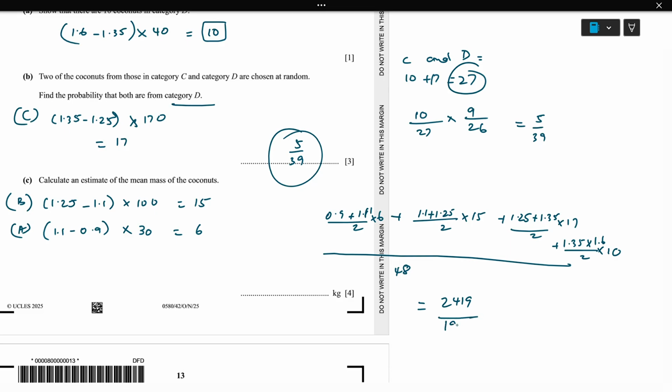So we'll get the answer 2419 over 1920, which is 1.2598. To 2 dp, which is 1.26. The answer is 1.26.